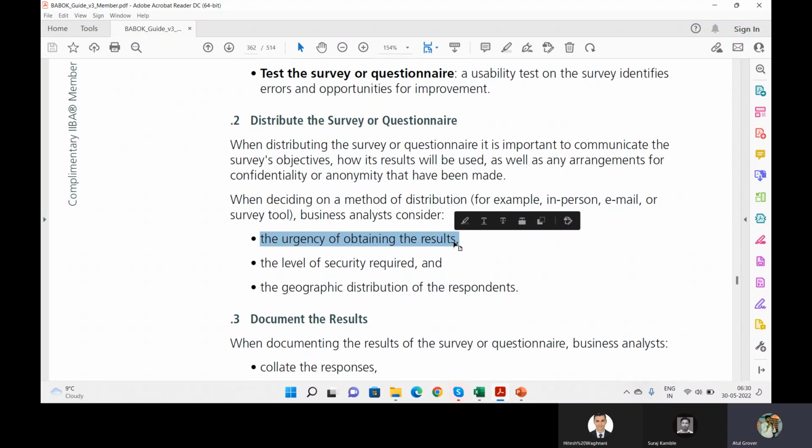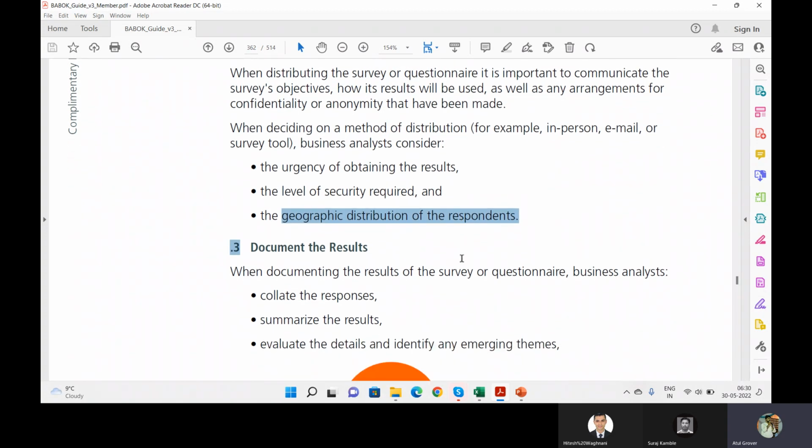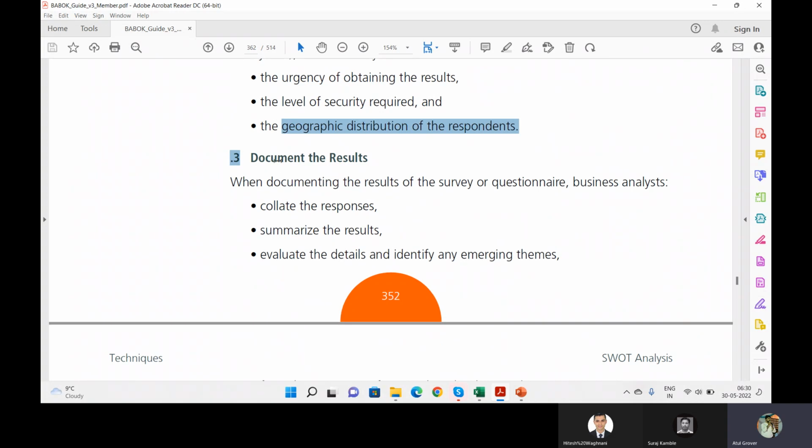COVID-19 अभी गया है, गया भी क्या? It's still in progress. But if you do a survey on COVID-19 after 10 years, then there's no purpose in having that. Consider the level of security, because people are sharing some information with you, and maybe the geographic distribution of the respondents, from which area the responses are coming. And finally, document the results. Collect, summarize, and evaluate.